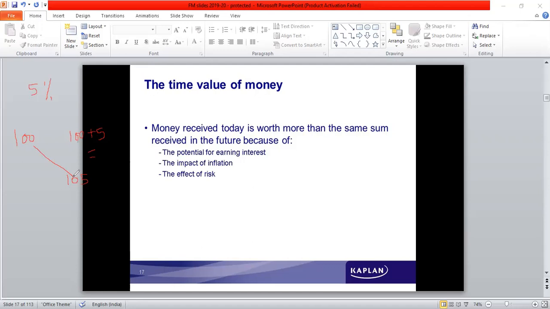The effect of risk. See, for the projects which are taken up, the cash flows are spread into the future. The future is risky. Some of the projects by nature are very risky. So the values which are earned out of this risky investment are not worth the same. Because of the effect of risk also, the value of money keeps decreasing as time passes by. These are the three reasons why value keeps decreasing.